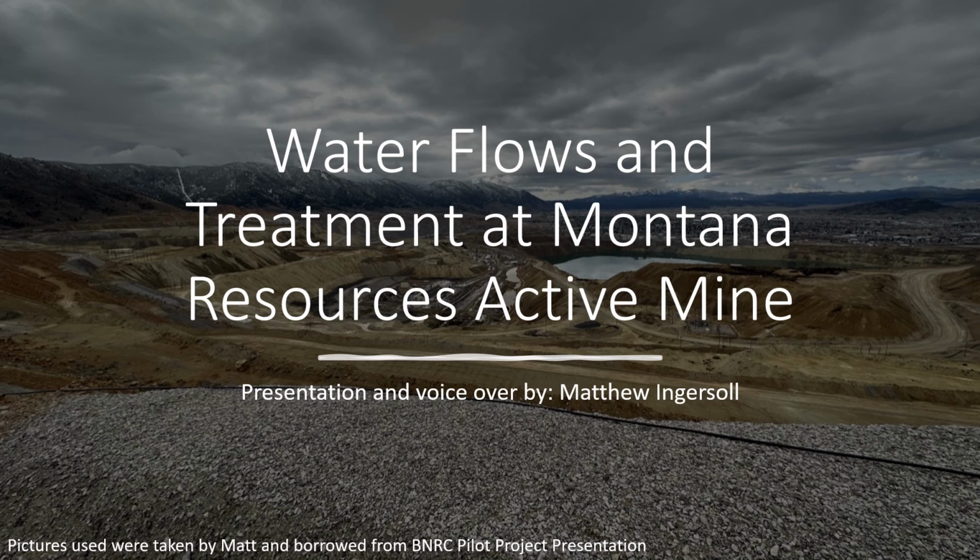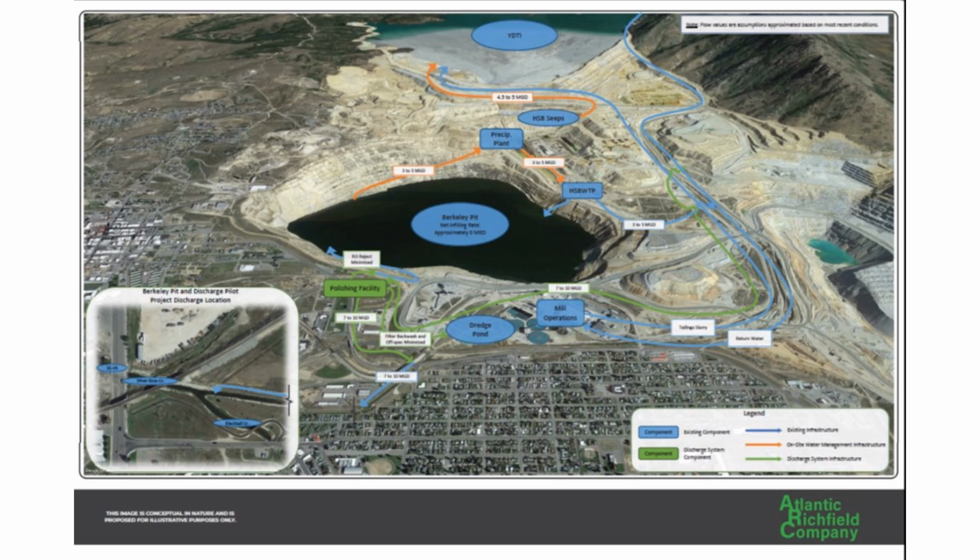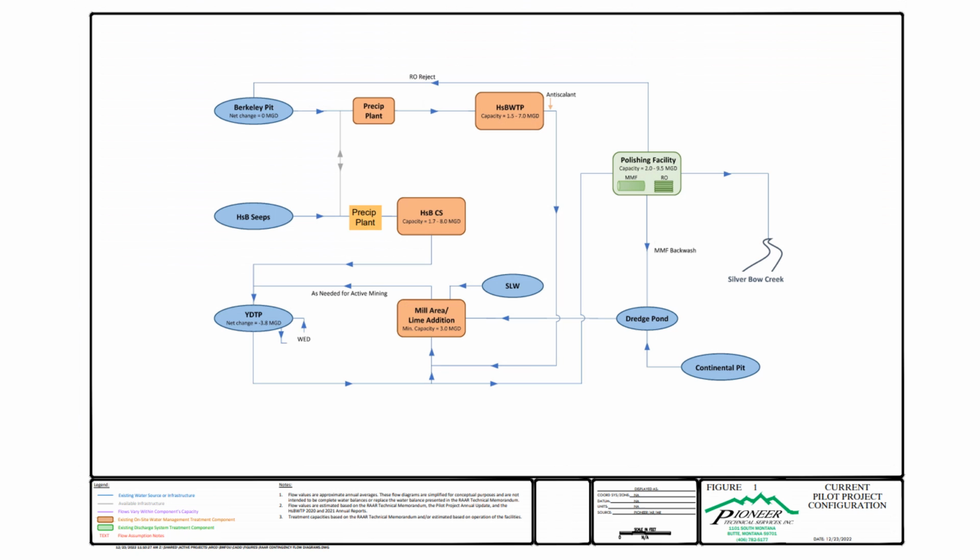This video is on the water flows and treatment at Montana Resources' active copper and molybdenum mine. So this schematic is just kind of an overview of how the water moves around the site. It includes some flow values, but for the purposes of this video, we're just going to break down each step individually. This line diagram is just a simplified version of the picture that was in the previous slide.